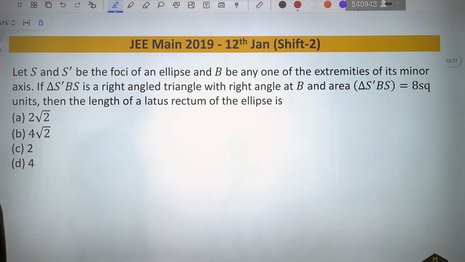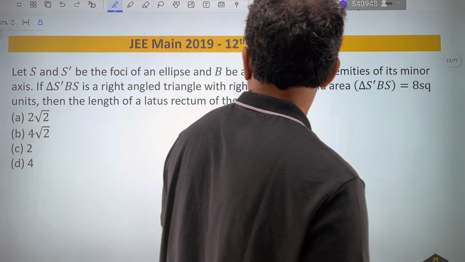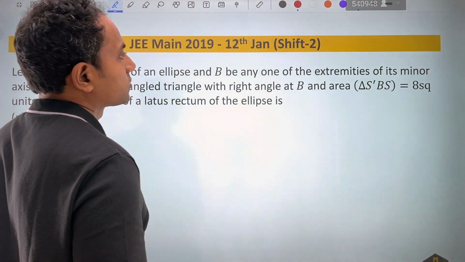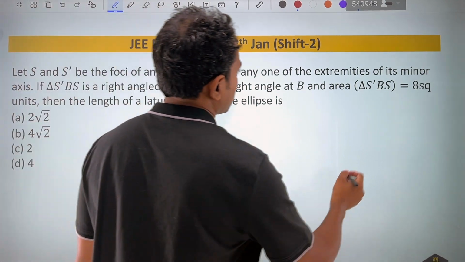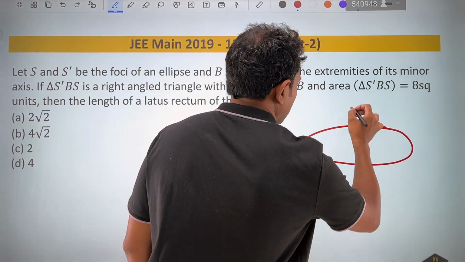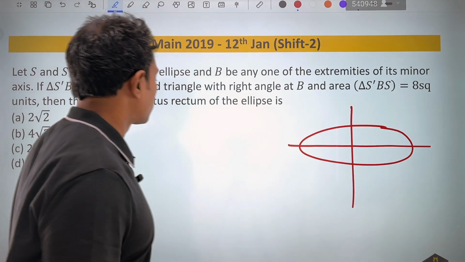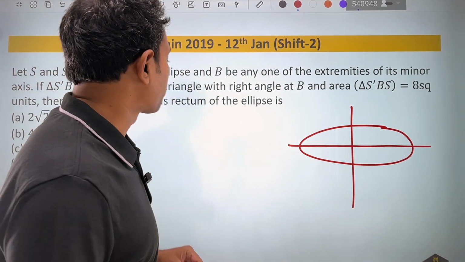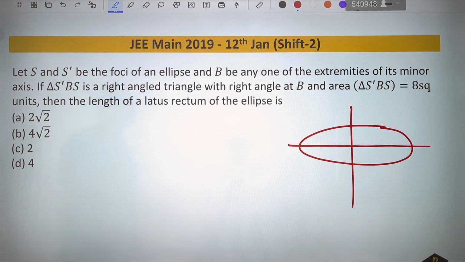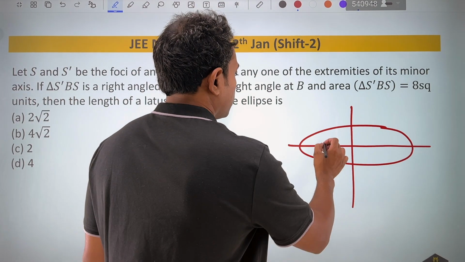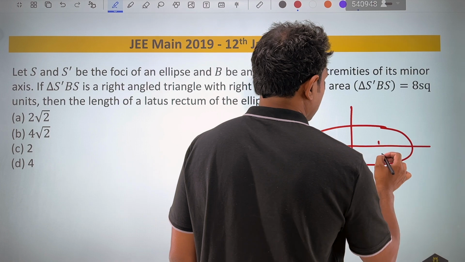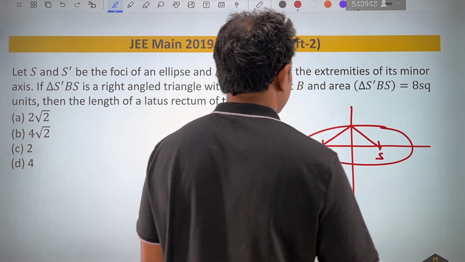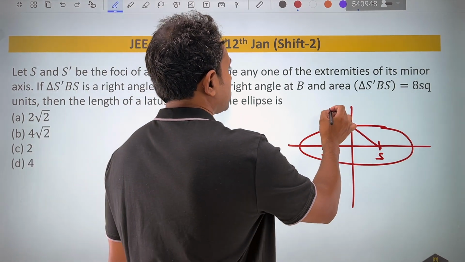Moving forward, this 2019 question says that S and S dash are the foci of the ellipse and B is any one of the extremities of its minor axis. So let us draw a standard ellipse. This is what they are saying. And now you might question, sir, why are you taking this, not the other one? You can take either one of them, it will not make any difference, because the question primarily deals with the geometry of the situation. So this is S dash, this is S, and this point is considered as B.